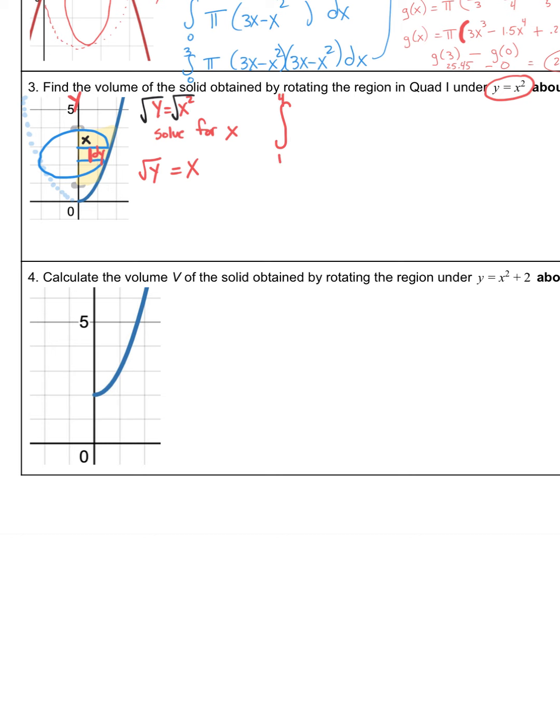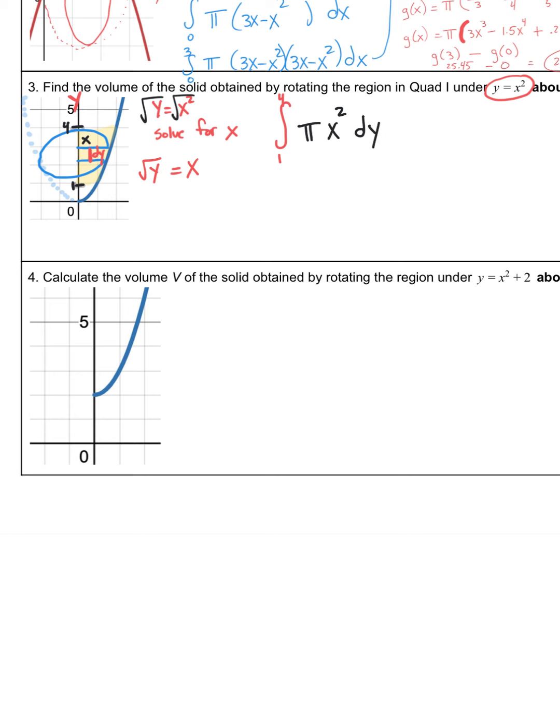Remember, the limits are along the axis of rotation, so the lowest part of our region, the y value there is 1. And the highest part of our region up here, the y value is 4. So from low to high, those are my limits. We have pi r squared, but my radius is x. So we have pi x squared, and my height is dy.